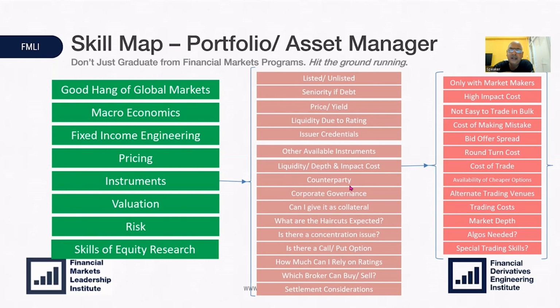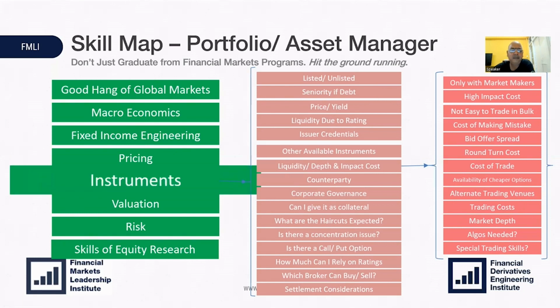So liquidity, depth and impact cost will involve the business of market making, high impact cost. Okay, not easy to trade in bulk. So, a lot of things you need to understand within these skills and sub skills. So it is basically a platform where you can come and test yourself. Okay, and you can see where you stand basically.